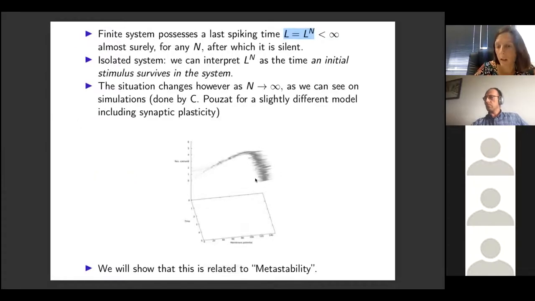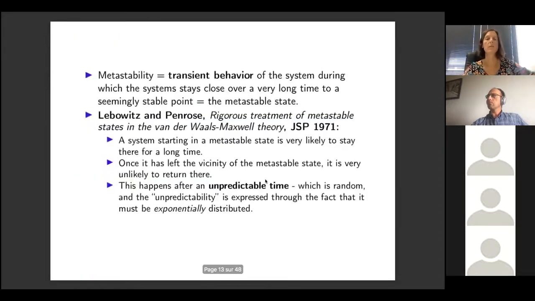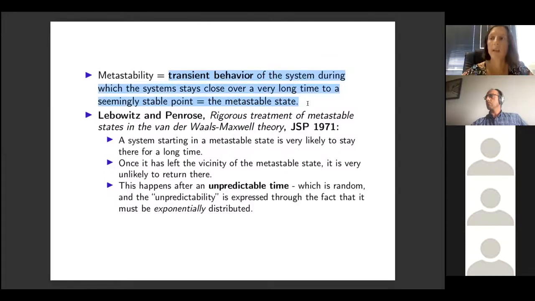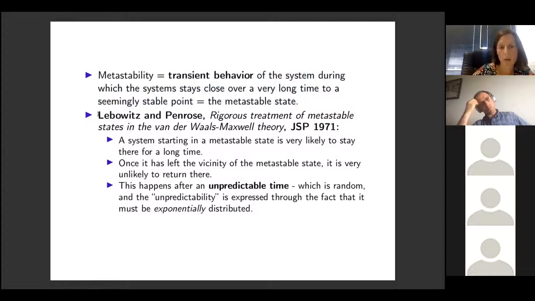Okay, so I try to explain that this state of the state space where somehow the system seems to stabilize is a metastable state of the system and what that actually means. So if you open mathematical papers on metastability, you will see definitions like these ones. It's a transient behavior of the system, so it's something that will not persist in the very long run, but it's a behavior where the system stays a long time close to something that is seemingly a stable point, and that we call the metastable state. And it has been first made rigorous by Lebowitz and Penrose in the Journal of Statistical Physics paper in 1971 by these three points.